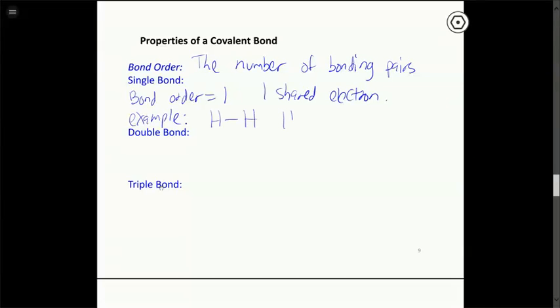Or sometimes you'll see them drawn as 2 dots. So a single bond has 2 electrons that are shared, so each of these dots represents an electron. There's 2 different ways of drawing the same thing. A double bond means the bond order is 2, and this is going to be 2 bonding pairs of electrons.